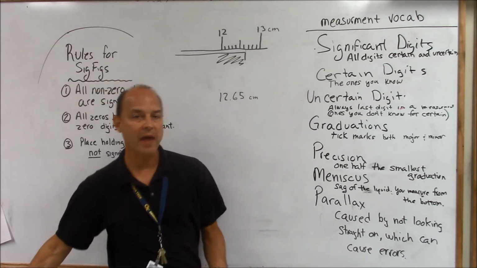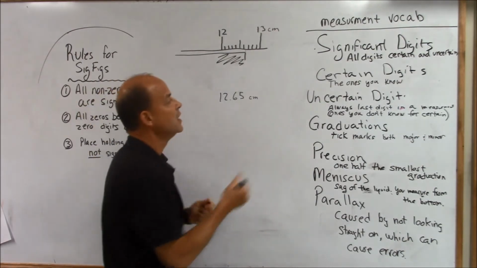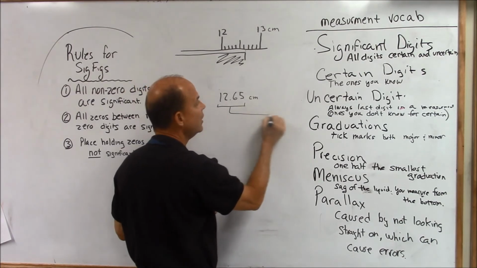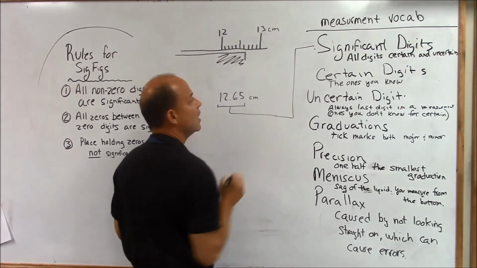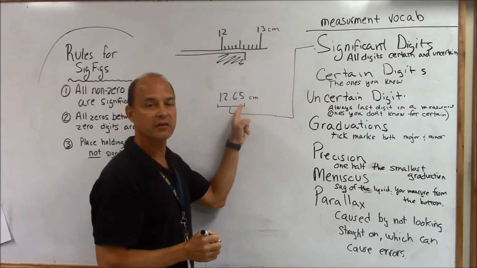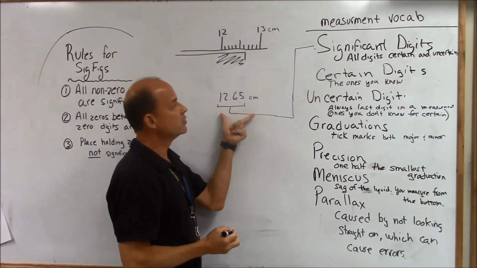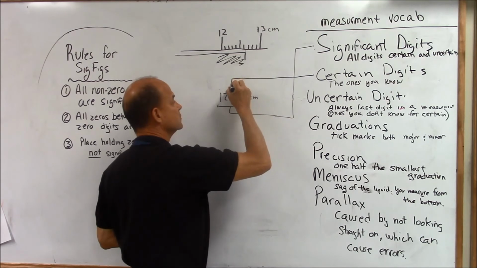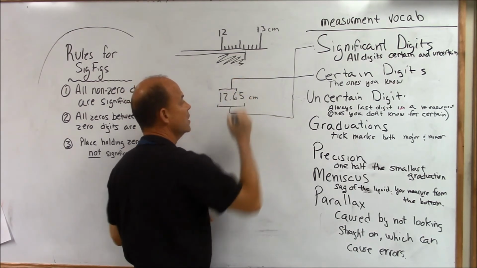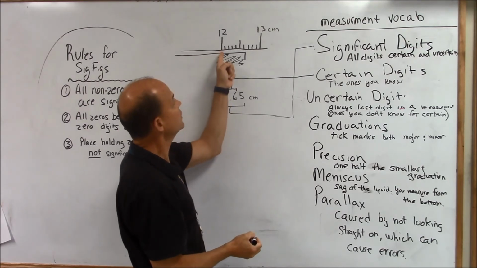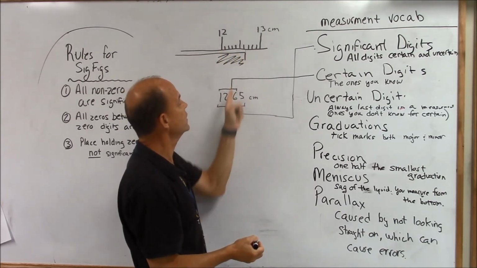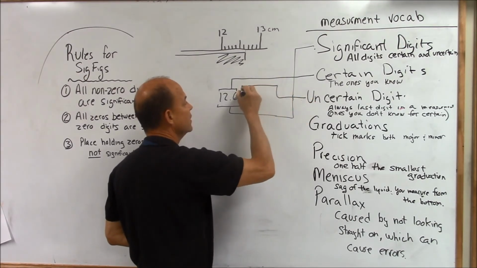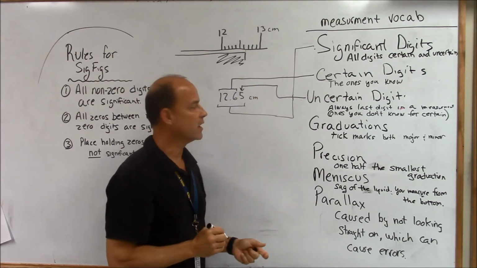So let's apply our vocabulary to this particular measurement. Significant digits, those are all the digits. All of these are significant, 12.65. Those are all significant figures. Your significant digits include your certain digits, those are the ones you're certain about. You know that it's more than 12. You know that it's more than 12.6. You're only uncertain about that last digit, right? So that is your uncertain digit right there.